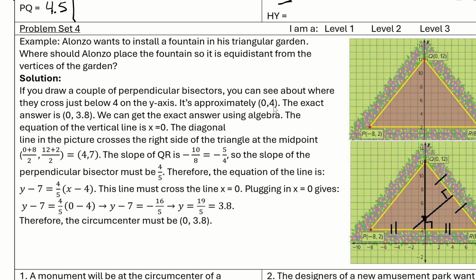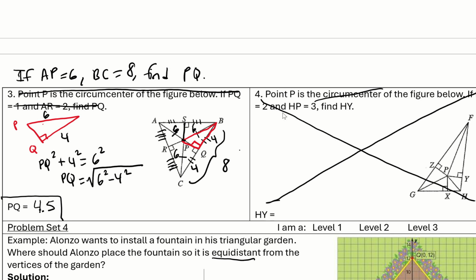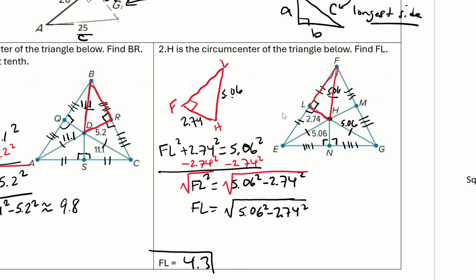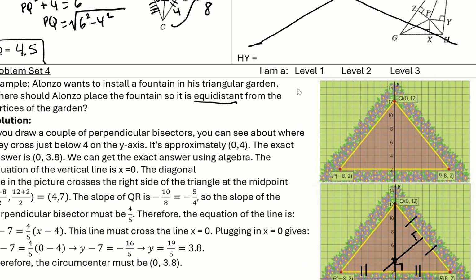Okay, so we're going to do the last problem set here. It says, Alonzo wants to install a fountain in his triangular garden. Where should Alonzo place the fountain so it is equidistant from the vertices of the garden? Remember what we just talked about: the circumcenter is the same distance from the edges of the triangle, right? So that's what we're going to employ here.